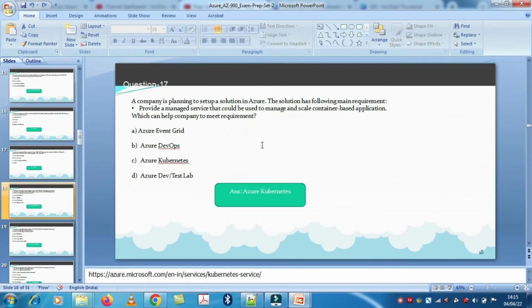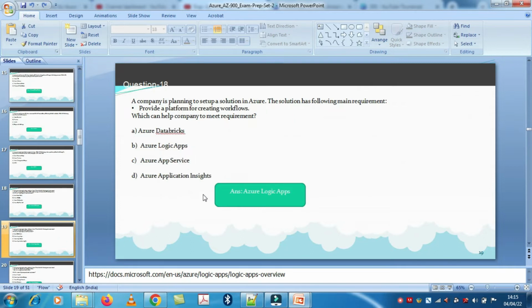A company is planning to set up a solution in Azure. The solution has the following main requirement: provide a managed service that could be used to manage and scale container-based applications. Which can help the company meet the requirement? When it comes to containers, you need to think in terms of Docker, Docker Swarm and Kubernetes, because containers are related only to Docker and Kubernetes. Here, did you see anything related to Docker and Kubernetes? Azure Event Grid? No. Azure DevOps? Absolutely no. Azure DevOps is something different. And then something called Azure Kubernetes. So this is the answer.